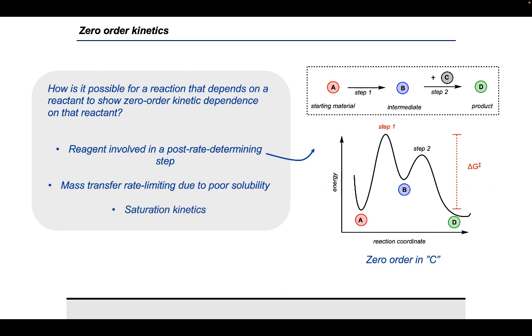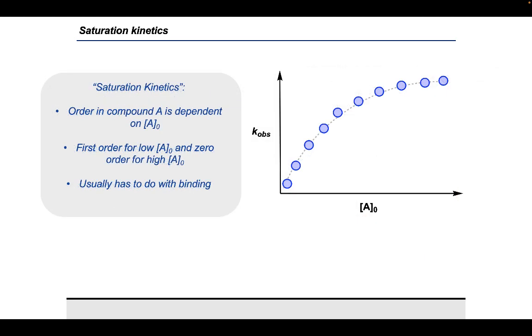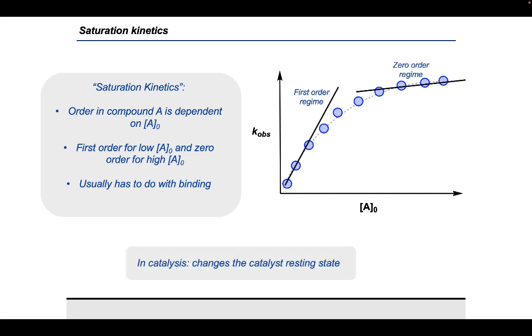And the last possibility is an interesting concept called saturation kinetics. And I want to spend the last moments of this presentation discussing what saturation kinetics really are. So saturation kinetics occur when the order in compound A, for example, is dependent on the initial concentration of A. And we see canonically several different regimes. For low concentrations of A, we see a first order dependence, right? And you can see this by looking at the graph here. And it starts to level off for higher concentrations of A.